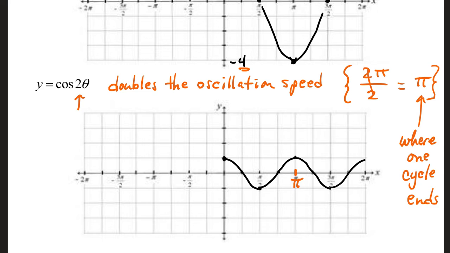Doubling our angle, but leaving the amplitude alone, we're going to go back to a peak of 1, a minimum of negative 1. That's because the lead coefficient is 1. Doubling our angle doubles the oscillation speed, which cuts the horizontal distance in half. So instead of taking 2 pi to get a cycle done, it only takes pi. So with this 2 theta, we get 2 oscillations done in the time it normally takes to get 1 done, essentially cutting your oscillation time down to pi.